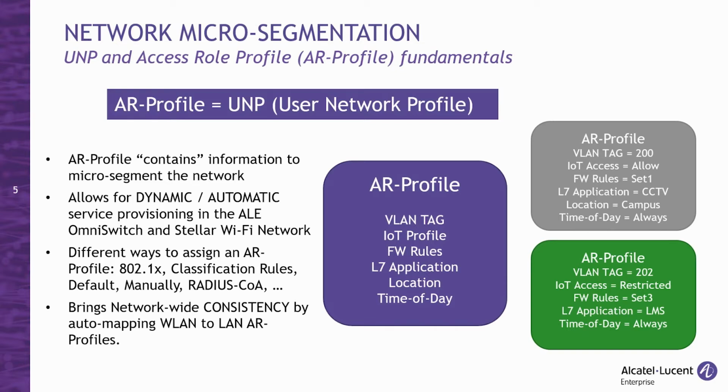The access role profile contains information to microsegment both the wired and wireless network. The role-based policies provisioned in the UNPs will be leveraged by the access role profiles applied to the devices that connect to the network. The access role profiles can be defined by several parameters that include the VLAN tag, IoT profile policies, firewall rules, layer 7 application filtering, and even location and/or time of day parameters.